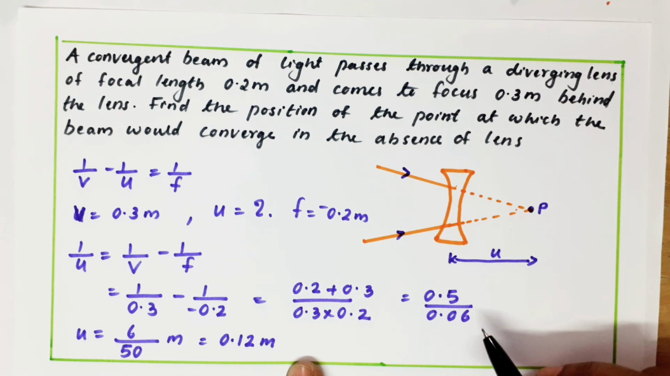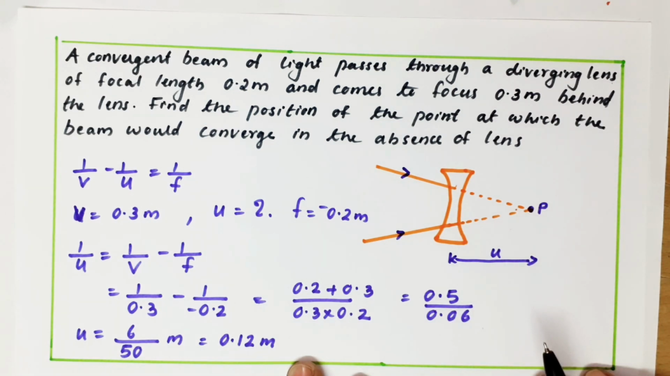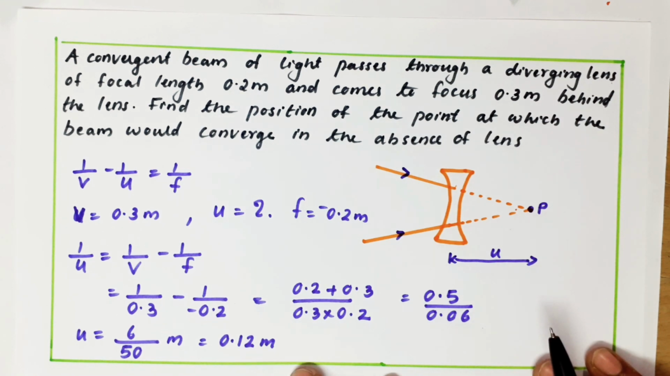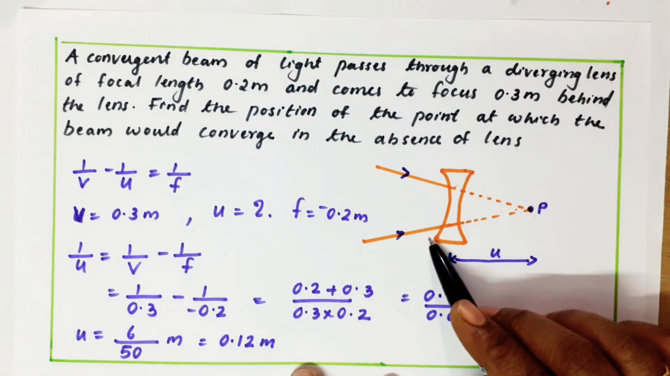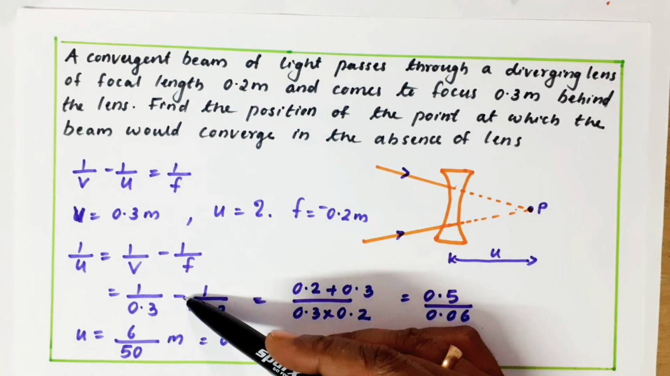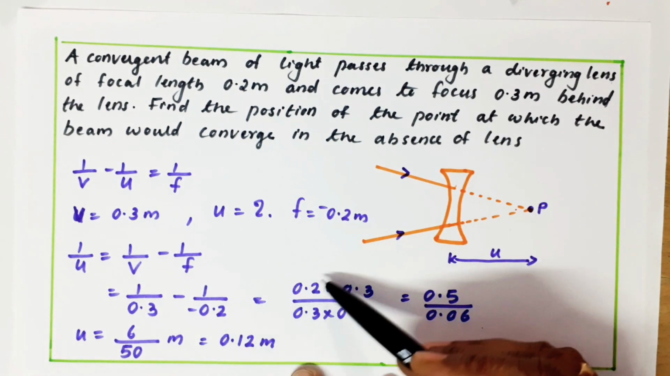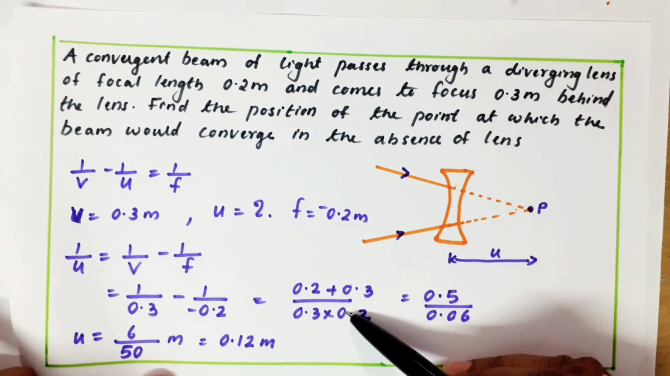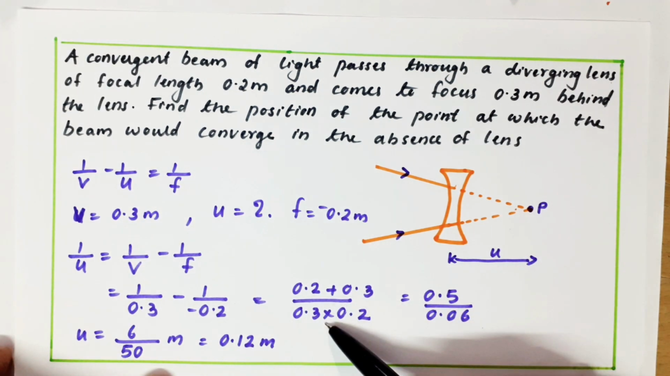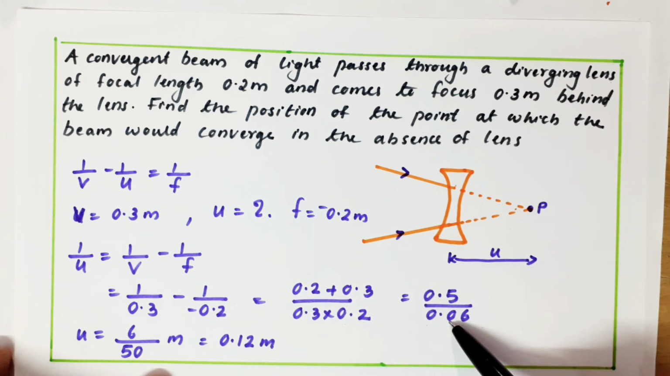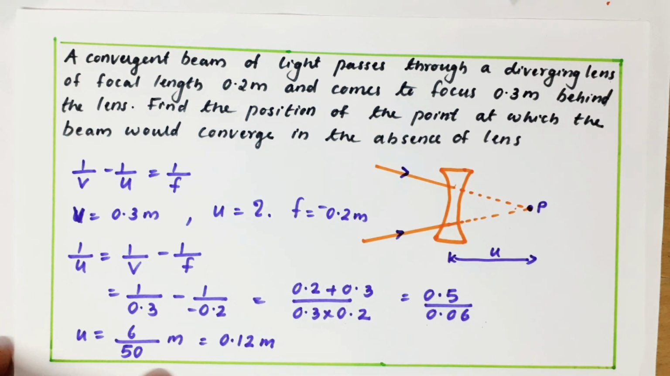So here we are using an equation 1 by V minus 1 by U is equal to 1 by F. See here V they are given as 0.3, U we don't know, F is minus 0.2 because it is a concave lens. So 1 by 0.3 minus 1 by minus 0.2 equals, apply the formula. 0.2 into 0.3, 0.3 into 0.2, that is 0.5 by 0.06. We'll get the value of U as 0.12 meter.